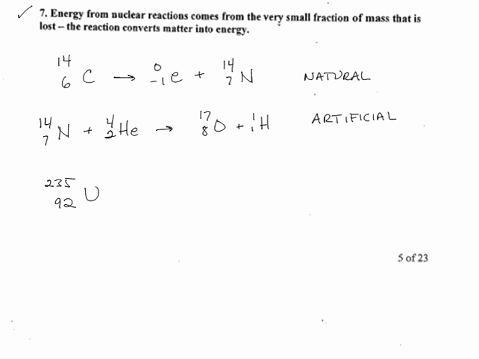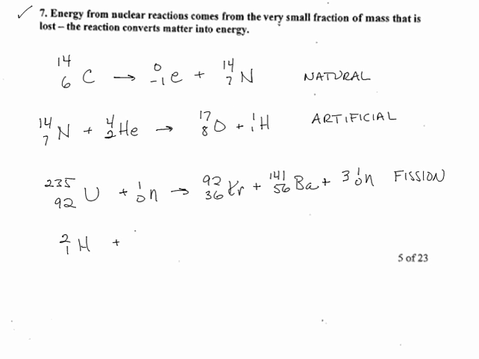Uranium can be hit by a neutron and turned into krypton, barium, and more neutrons. This is fission. And we can take 2 light nuclei and combine them to form a heavier nucleus, and this is fusion.